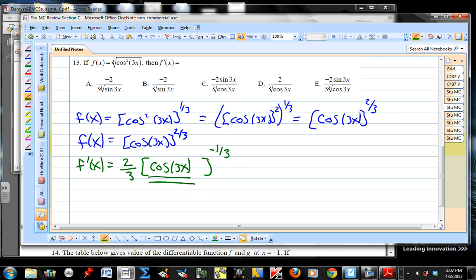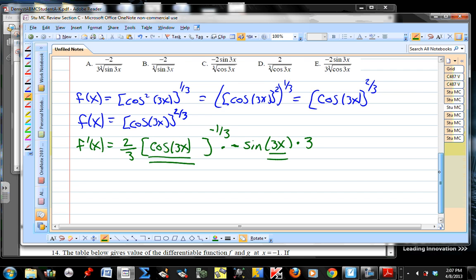So of cosine of 3x, this is a composite function. The outside function is cosine. The derivative of cosine of something is the opposite of sine of something. Now the inside function 3x hasn't changed. We'll multiply by the derivative of the inside function, times 3.